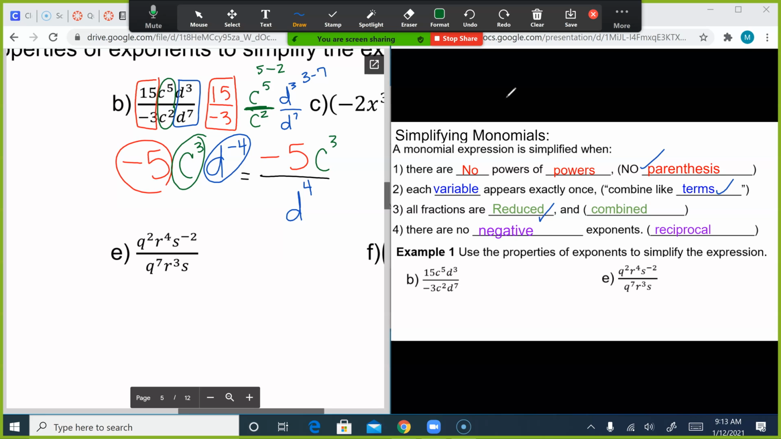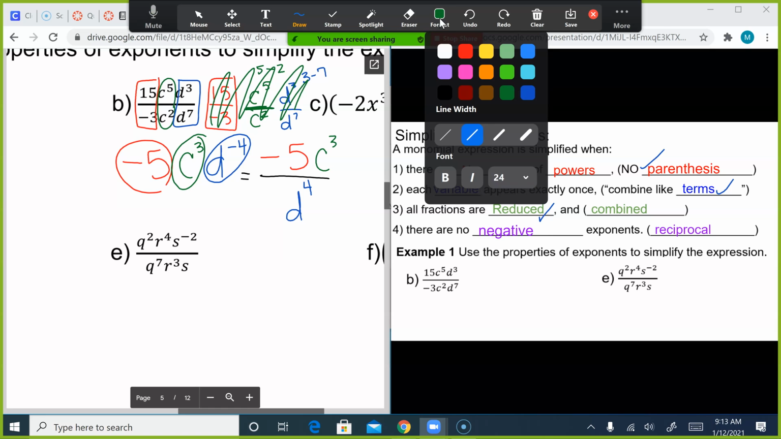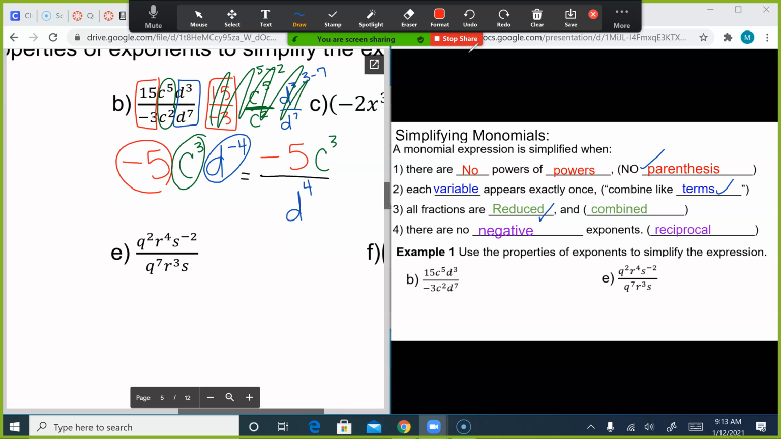Alright, so again, this is the part you really don't need to show. You can combine it from the actual problem. Just make sure you're looking at the variables that are the same. So again, try E, pause it, try E, and then play it and we'll work it out.